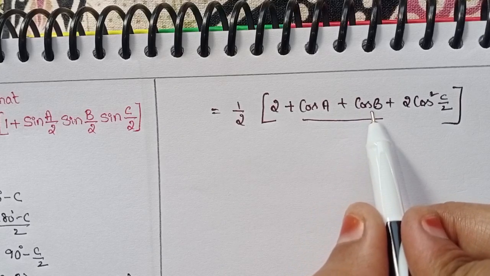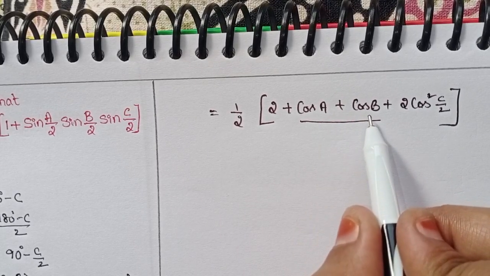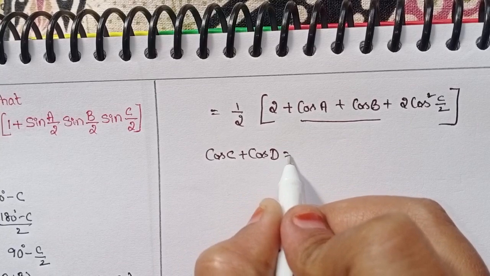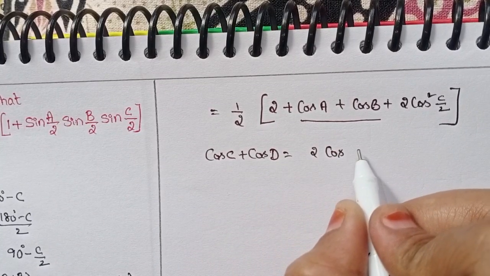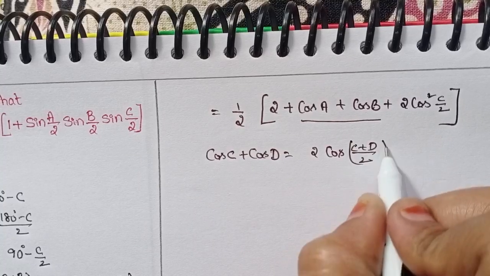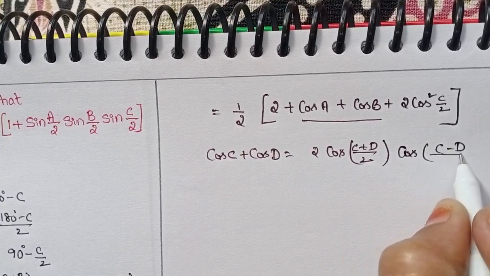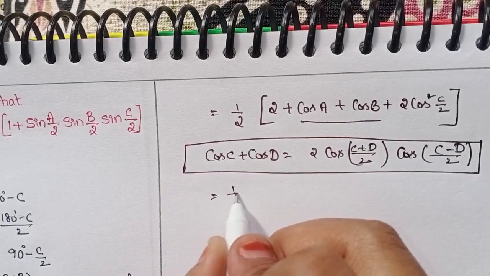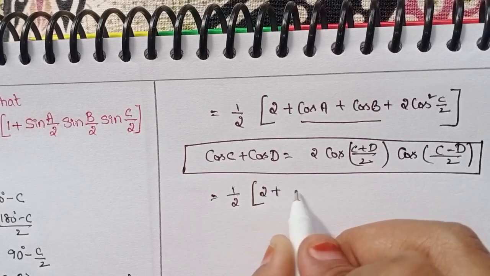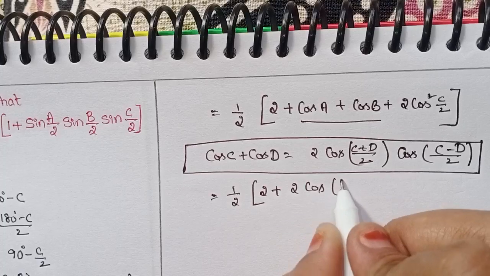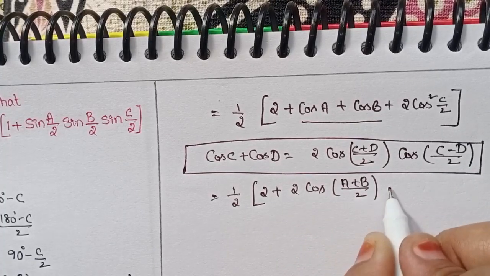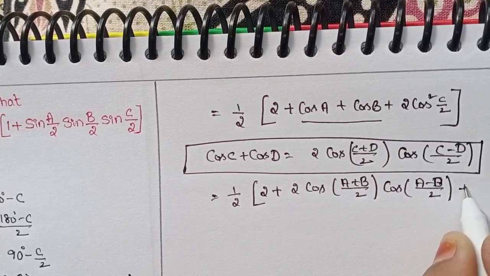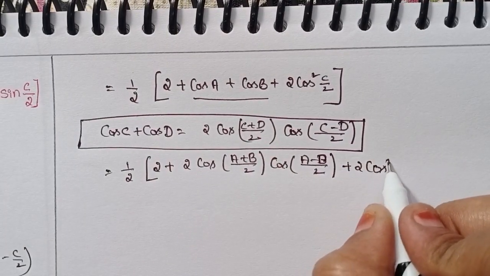Cos C plus cos D formula. Cos C plus cos D equal to 2 times of cos of C plus D by 2 into cos of C minus D by 2. Okay. 1 by 2 times of 2 plus 2 times of cos of A plus B by 2 into cos of A minus B by 2 plus 2 cos square C by 2.